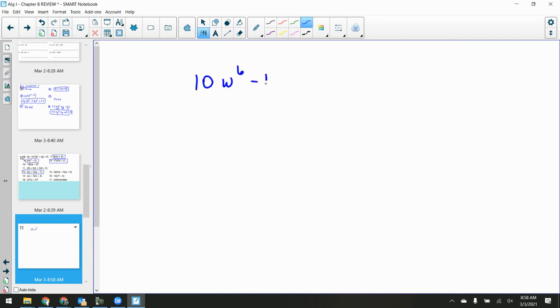10w to the 6th minus 160w squared. See, I have a GCF. The GCF is 10w squared. So now I pull out the w squared. I got w to the 4th minus 16. And now that 16 is that weird number, just like we had twice on our homework yesterday, x to the 4th minus 16. It's going to be one of those that breaks up twice.